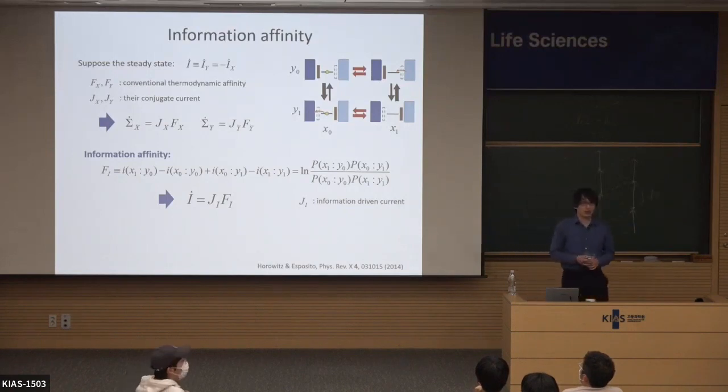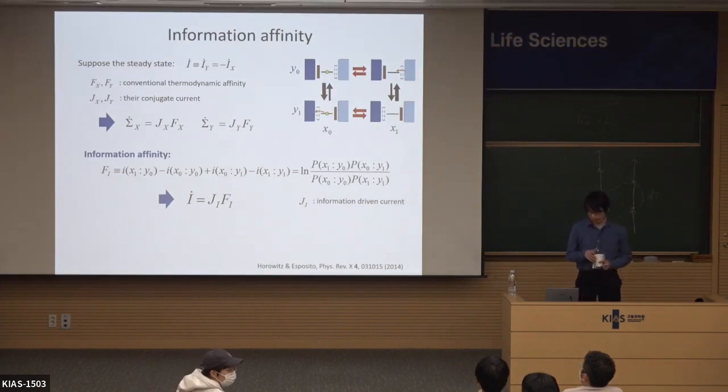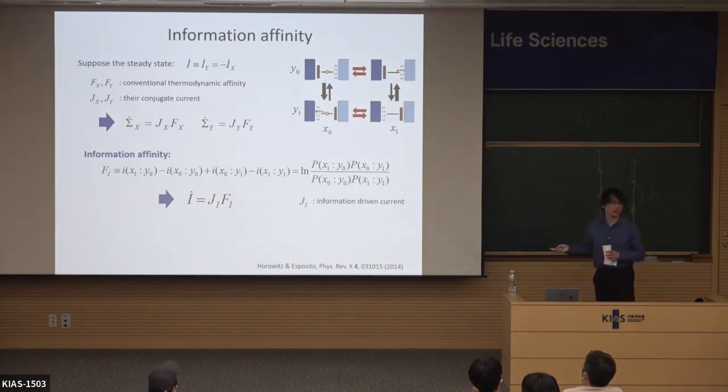Yes. What is the form of the conjugate information current? Oh, yeah, I haven't written it down. So it's a kind of global current around this circle. So yeah, it's not a particular one.